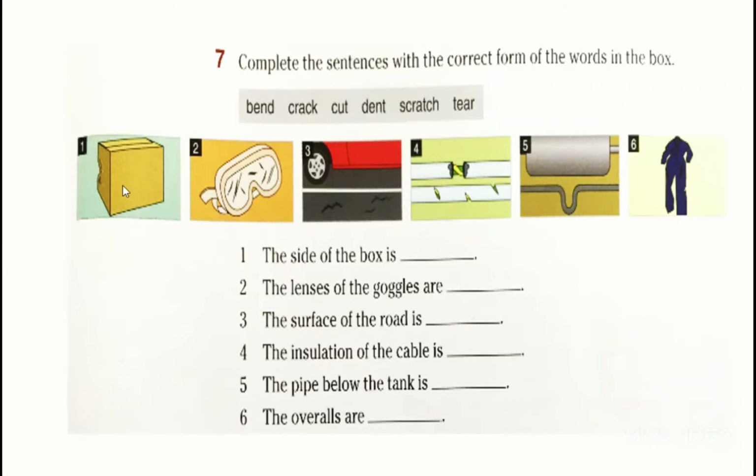Okay, now look at picture number 1. The side of the box is, it's what? The side is dented. Okay, now look at number 2 here. Look at the goggles. There are some scratches here, right? So I say the lenses of the goggles are scratched. Look at number 3. Look at the road here. I say the surface of the road is cracked. Now, number 4, look at the cables here. There are some problems here. I say the insulation of the cable is cut.